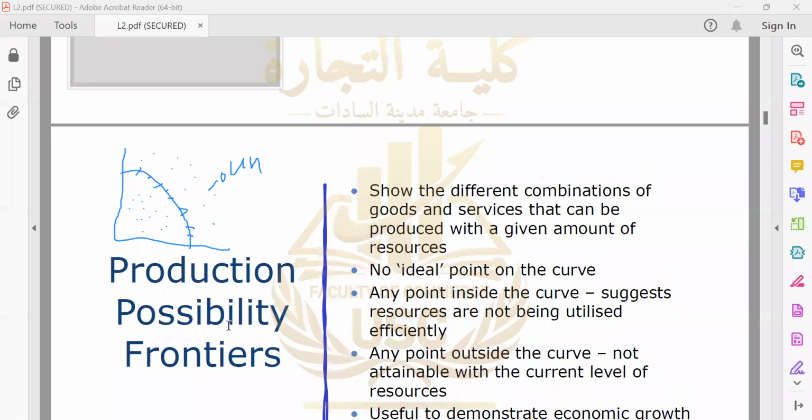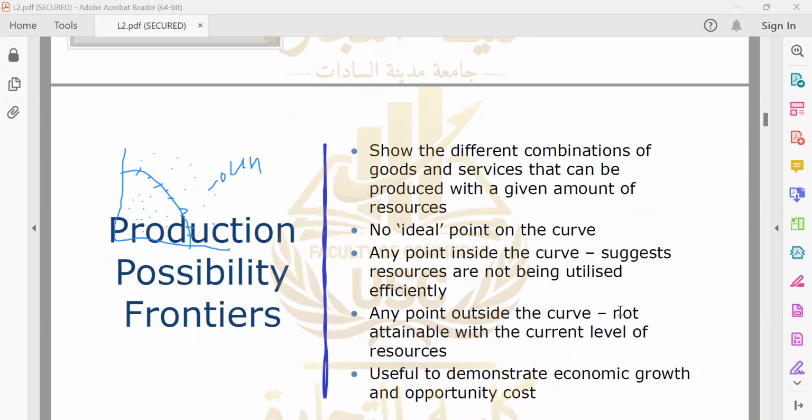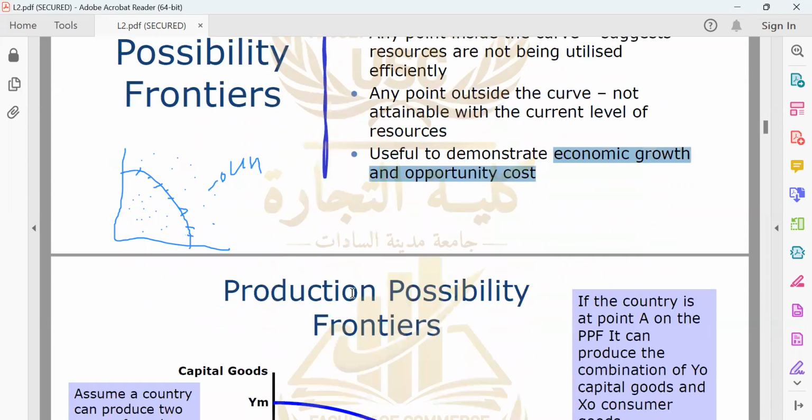When we speak about the PPF, we should know that any point outside the curve is not attainable with the current level of resources. With our current level of resources, we can't attain these points. But we can attain these points when we have more resources. So the PPF is very important to demonstrate economic growth and opportunity cost.